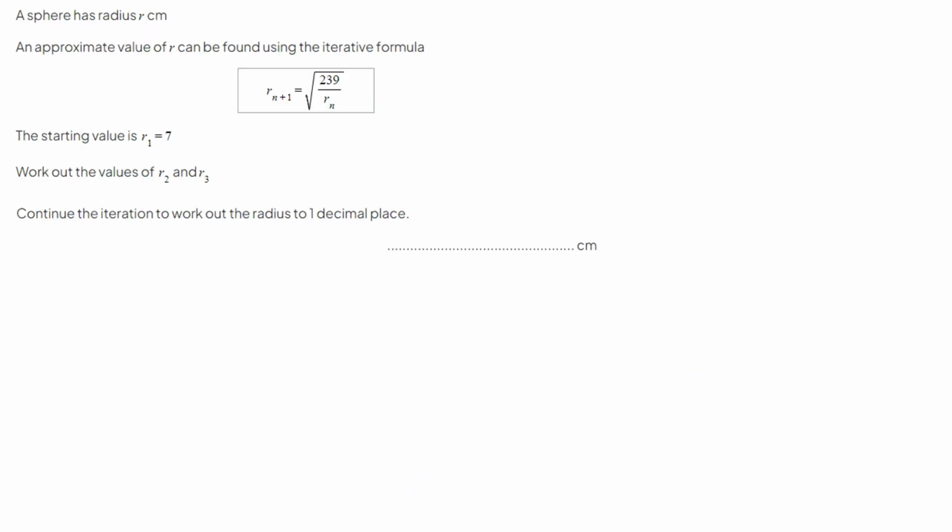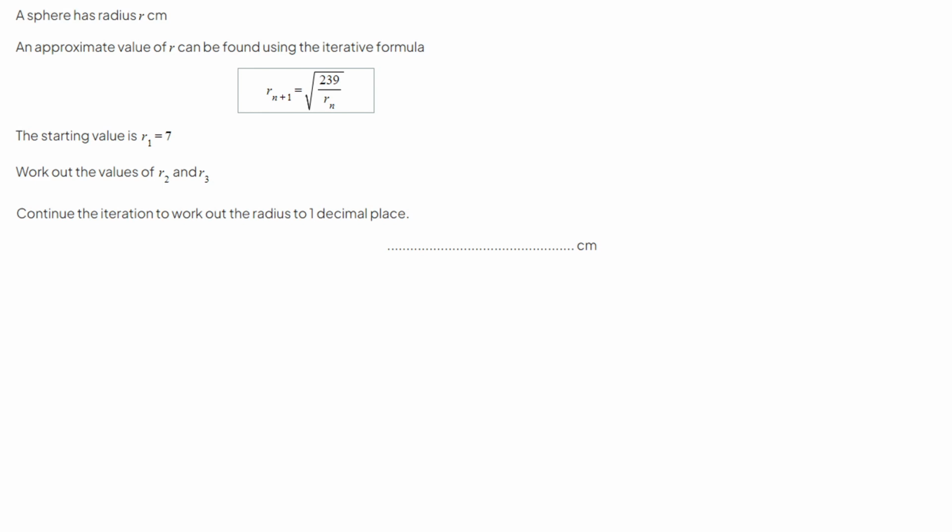An iteration is most usually used to work out and exhaust an equation to the point where the answer barely changes anymore, right? So we're told that a sphere has an approximate radius of 7, but it can be worked out using the square root of 239 over the previous radius. So what is R2 and R3 going to be?